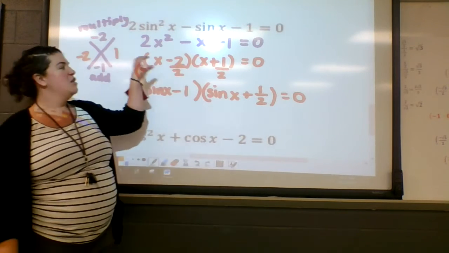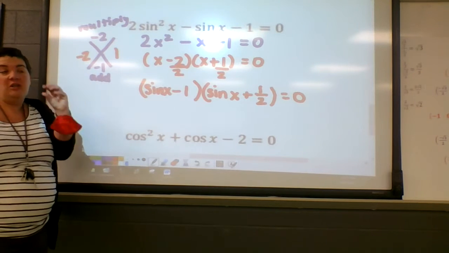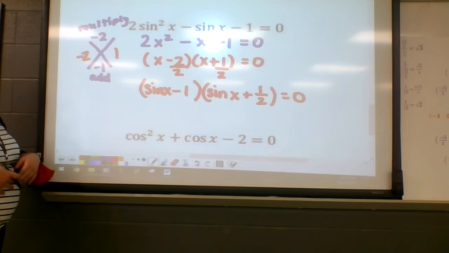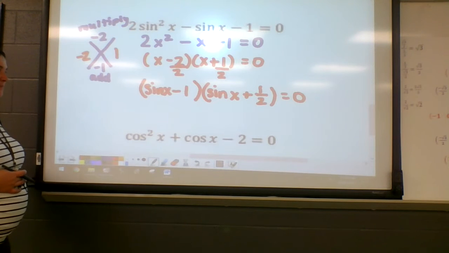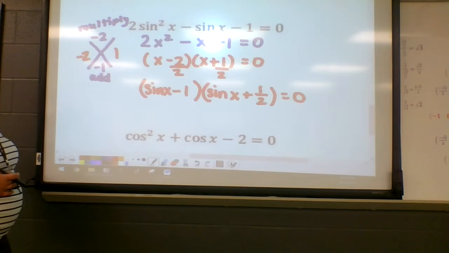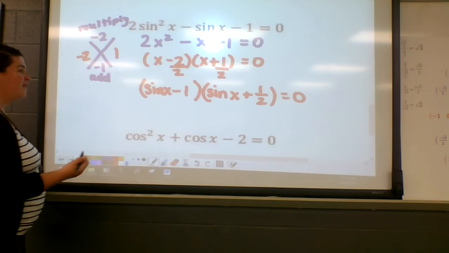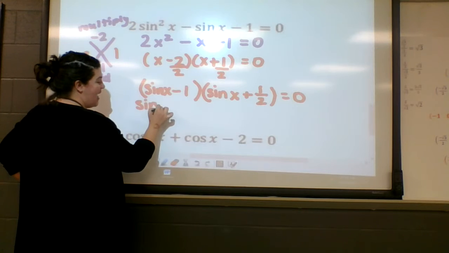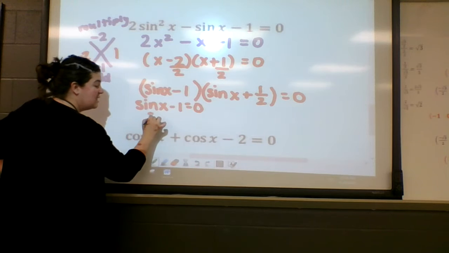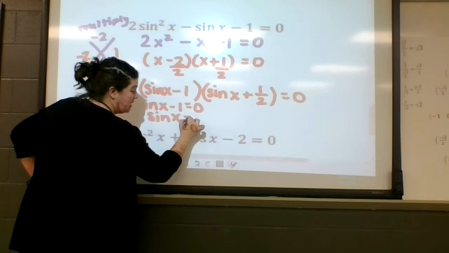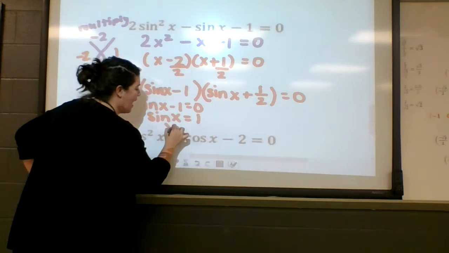So this factoring still works, except for instead of just an x variable, it's a trig function. There's a sine of x in there. There could also be a cosine of x or a tangent of x instead. And then you still use that zero product property to continue to solve. So this one is where is the sine of x minus 1 equal to 0 at? So we're really saying where is the sine of x equal to a positive 1? And then we just say where that happens.